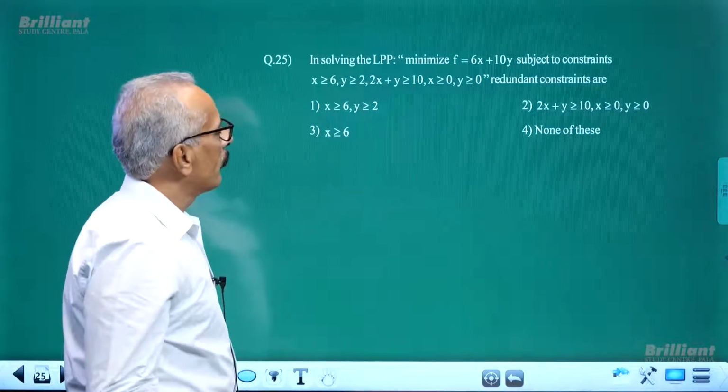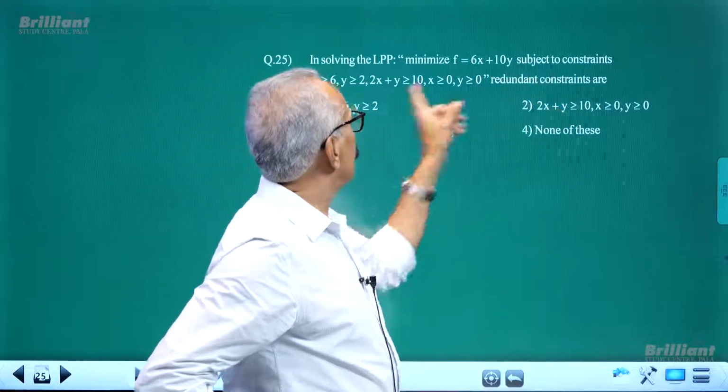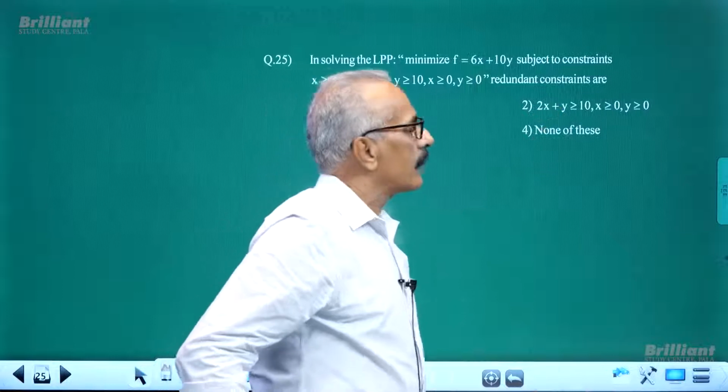Question number 25. In solving this linear programming problem, f is equal to, subject to the constraints, the redundant constraints.